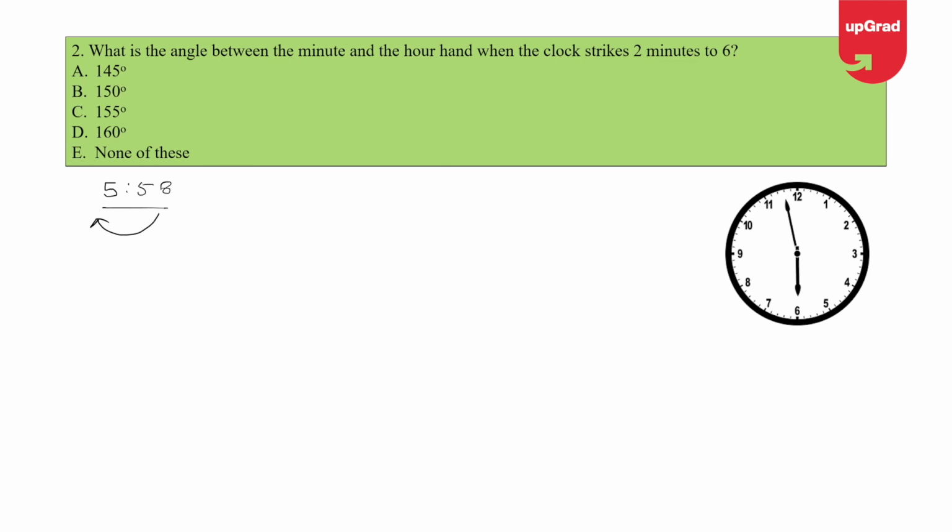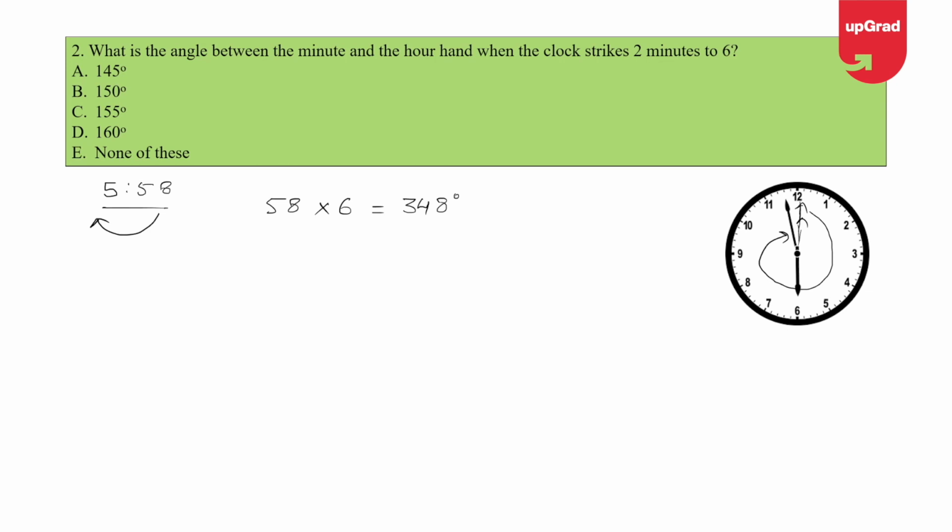So we'll again use the same concept, which is I'll take 12 as my reference value. Now we'll see how much the minute hand has traveled. So it is clear that the minute hand has traveled for 58 minutes, and every minute it travels 6 degrees. So my value here would be 348 degrees. That is the bigger angle.